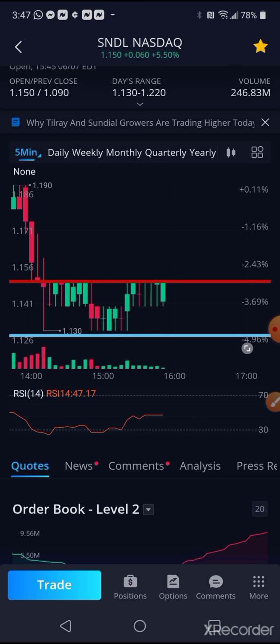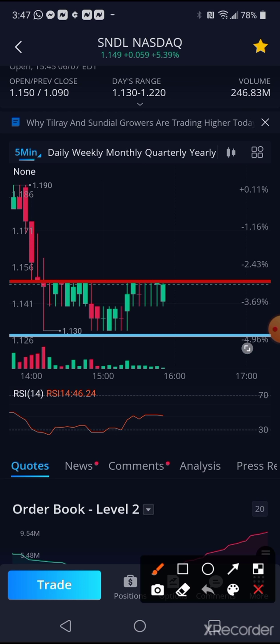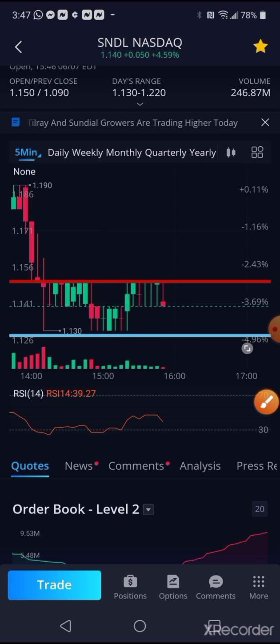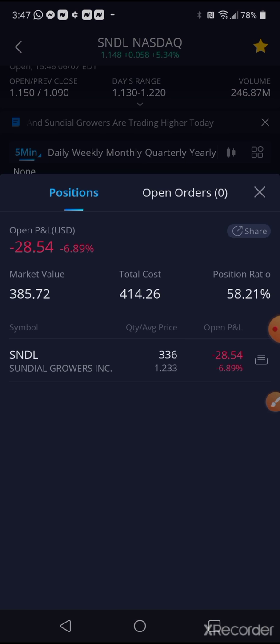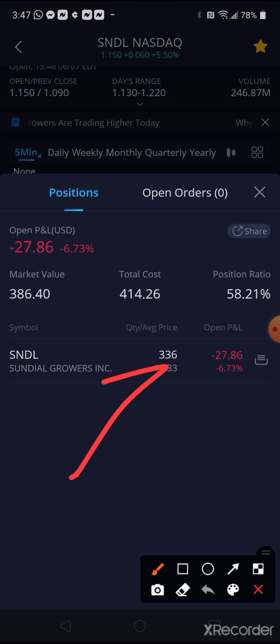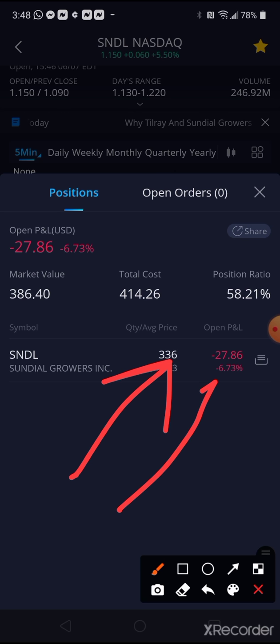So now what? The price is going to do either two things. It's going to break through the new resistance, or it could do what it did in the last pattern and drop down, okay? Or it may just consolidate for a little bit. Got to stand by. But for my purpose, I'm holding this position for a little while. As you can see, I currently have 336 shares.